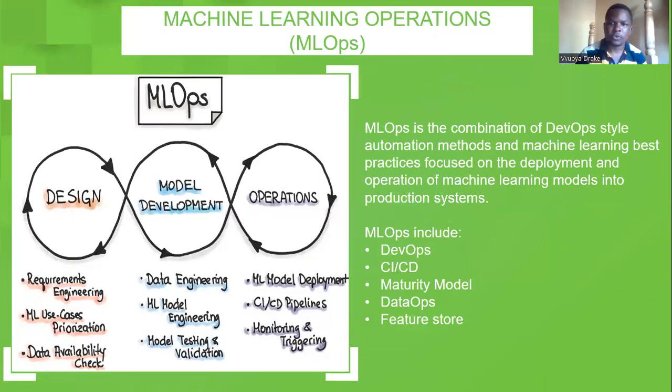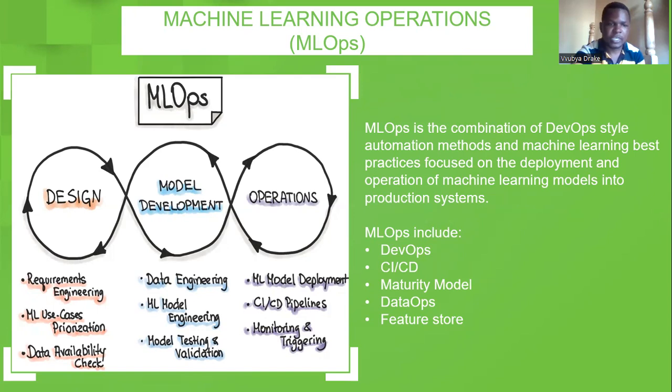MLOps is a combination of DevOps-style automation methods and machine learning best practices focused on the deployment and operation of machine learning models into production systems. Just like agile development, MLOps brings together the designers or machine learning engineers, the data science engineers, and other stakeholders into constant improvement of machine learning models, to produce the best machine learning model.